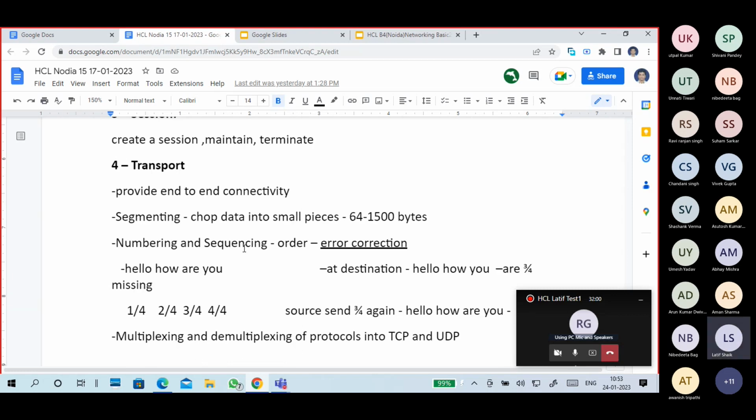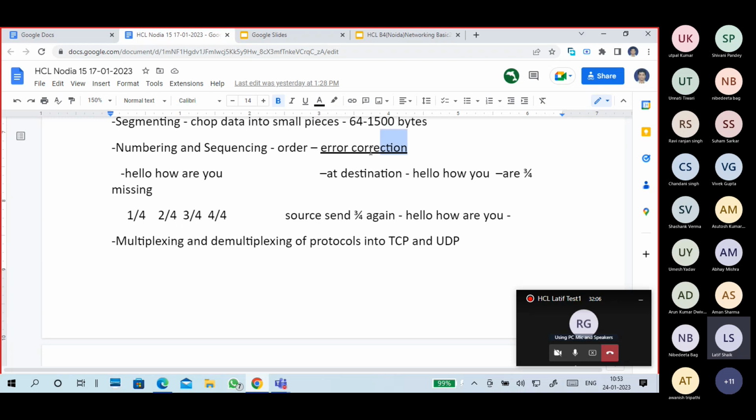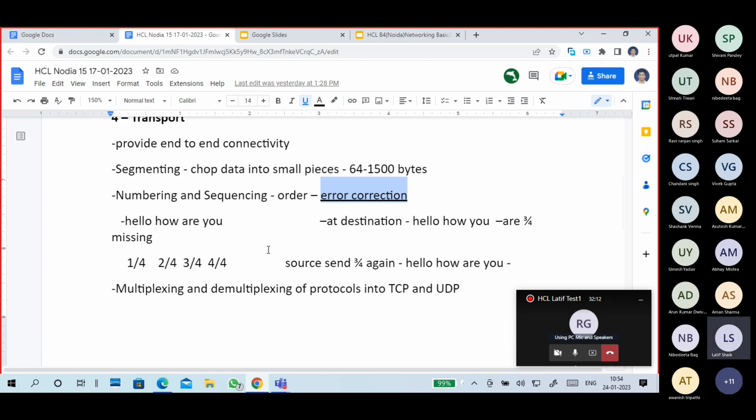But at the transport layer, the data will be chopped, numbered, and put in sequencing order, and it is useful for error correction. Means if any packet is missing, the missing packet will be received again based on the acknowledgement. They will order it again. So it's error correction.